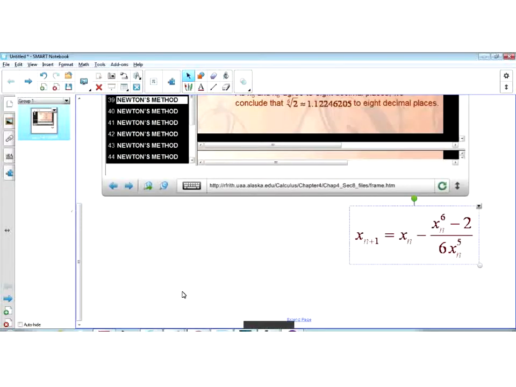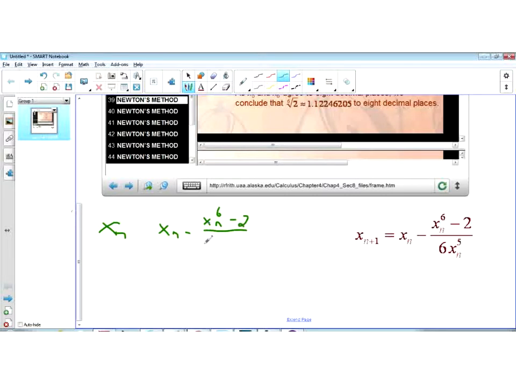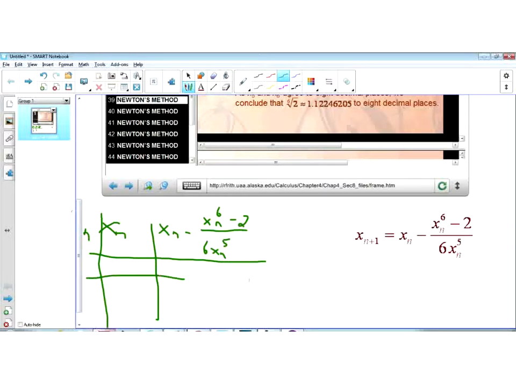So take your function and build your function like this, and then just create a table, kind of like what you did in chapter 2. So the first column of your table will be x sub n, and then the second column will be x sub n minus (x sub n to the 6th minus 2) over 6 x sub n to the 5th. Your first column could, of course, be n. So you have 3 columns, like so, and then just fill in the rows of the table. You can even use an Excel spreadsheet if you're familiar with this.